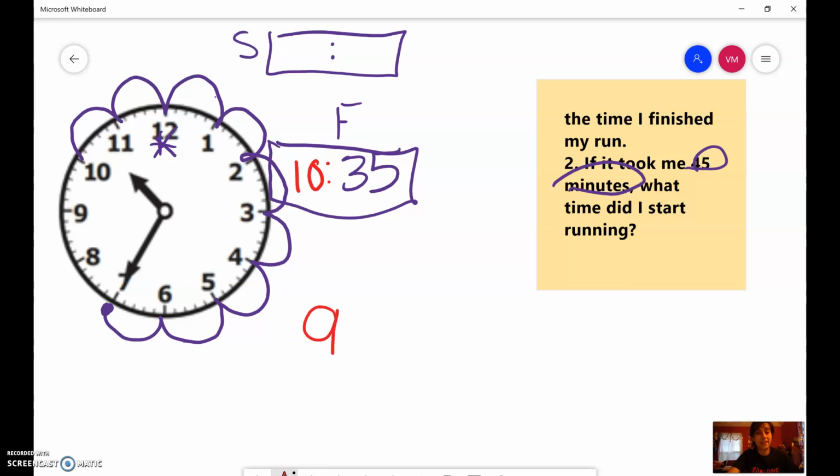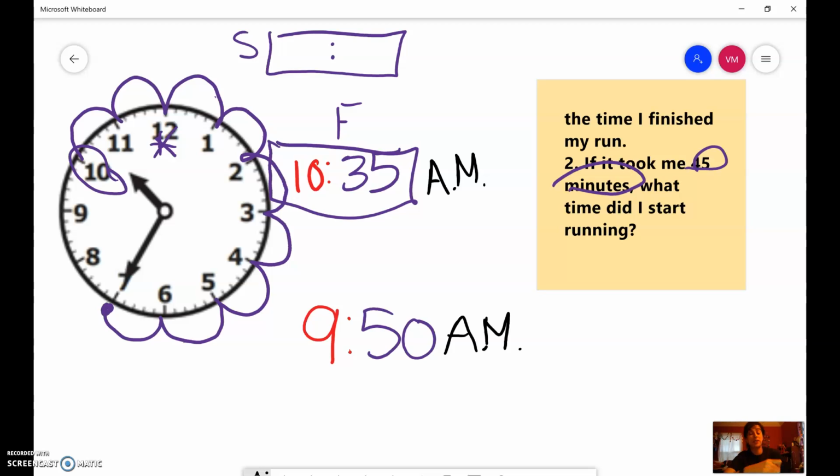It has to be 9. And 10 groups of 5, because at 10 when I'm counting the minutes, it's 50. And if I was running, hopefully you know that's AM. No way I'm gonna be running at PM time.